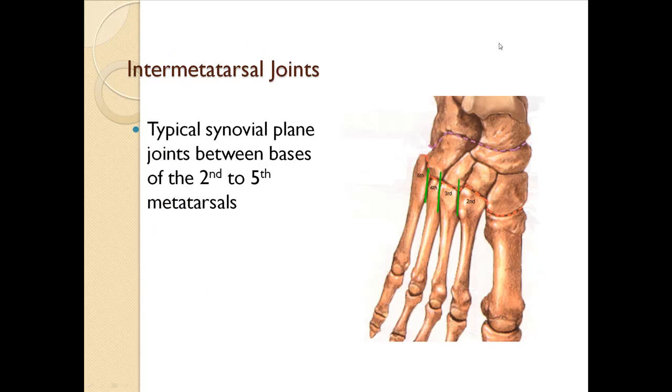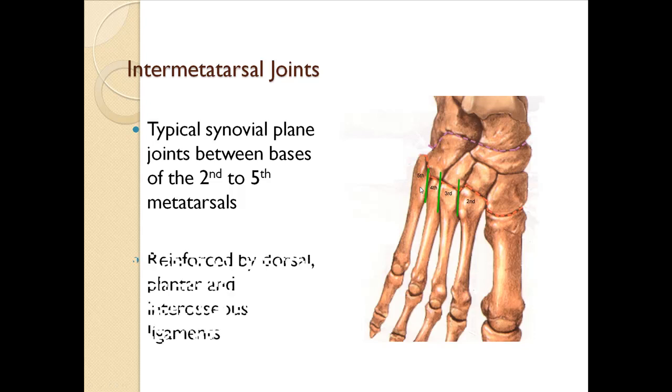Three small joints here exist between the second and third, third and fourth, and fourth and fifth metatarsals, these green lines that we can see here. Synovial plane joints known as the intermetatarsal joints, again reinforced by dorsal, plantar and interosseous ligaments, with a capsule and synovial membrane surrounding the joint itself. These can be fairly sensitive joints and potential sources of pain, so just need to be aware of them.